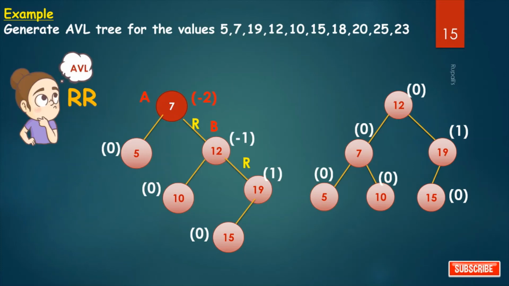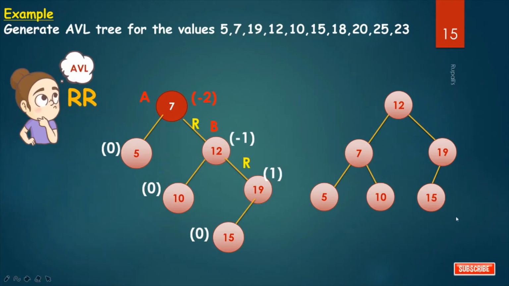Now what do you have to do? You have to add 18. So 18 is the right child of 15. So add 18 here. Check the balance factor. Each time you insert a new node, every time you have to check the balance factor, whether your tree is balanced or not. If after inserting a new node your tree is not balanced, first you have to balance the tree and then again insert the new node.